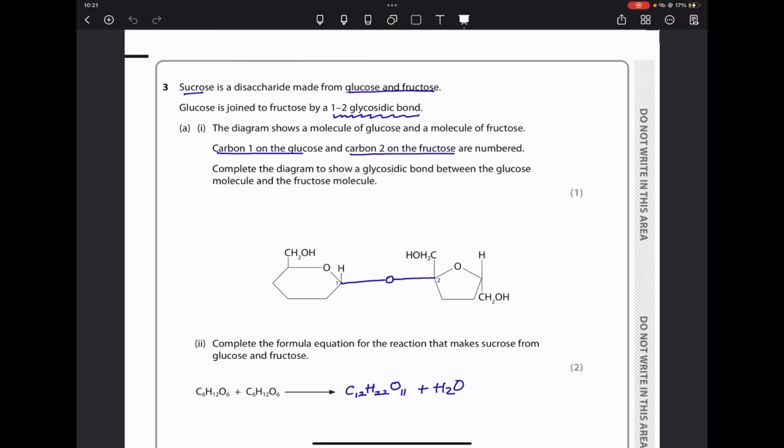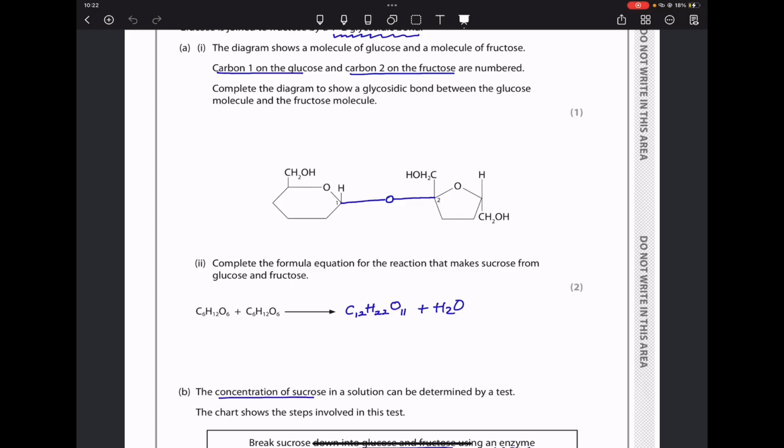Question 3. Sucrose is a disaccharide made from glucose and fructose. Glucose is joined to fructose by 1,2 glycosidic bonds. The diagram shows a molecule of glucose and a molecule of fructose. The carbon 1 on glucose and the carbon 2 on fructose are numbered. They want you to complete the diagram to show a glycosidic bond between the glucose molecule and the fructose molecule.